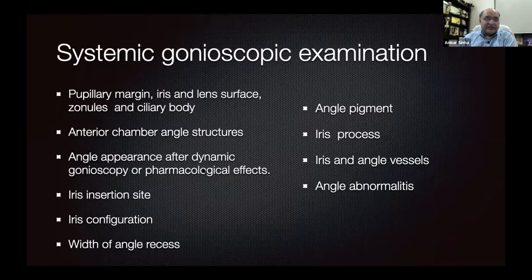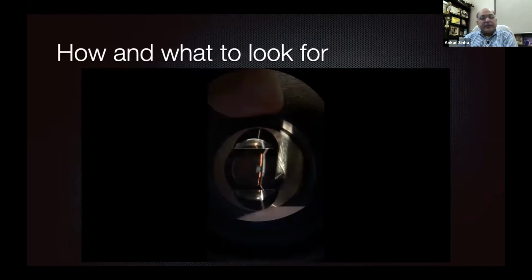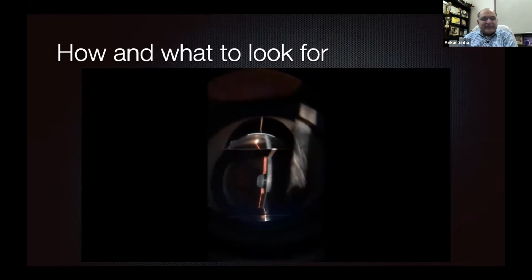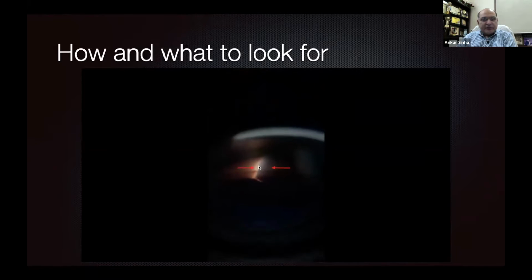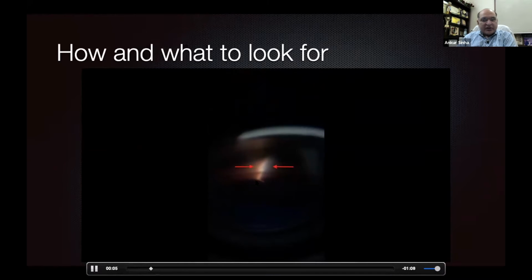So there's a lot of things to be looked into when we are doing gonioscopy in any of the patients. Now, what do we look for? This is the application of a 2-mirror. The 2-mirror lens has been applied, and we are looking into the gonioscope. So this is the corneal wedge I was talking about. Now this is very finely focused, and this is the Schwalbe's line which we see.